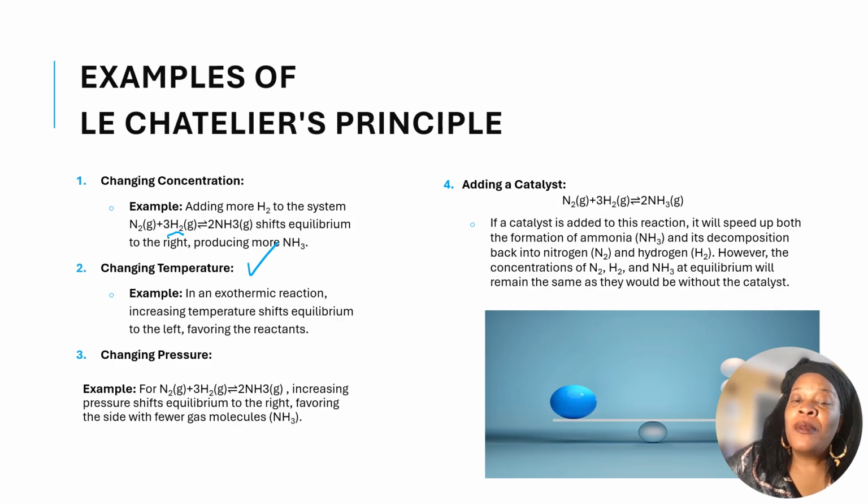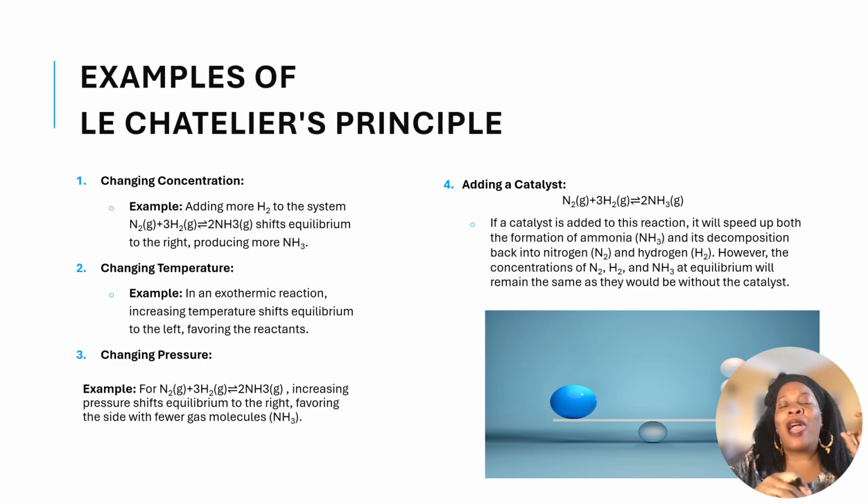Remember, as I said before, if a catalyst is added to this reaction, it will speed up the reaction on both the formation of ammonia and its decomposition back to nitrogen and hydrogen. However, the concentrations of nitrogen, hydrogen, and ammonia are at equilibrium and will remain the same as they would be without the catalyst. Okay, so I want you to remember as you look at this chart here, how all these things will make sense when you think about things that will alter the outcome of your concentration factors, the temperatures, the pressures, and catalysts.